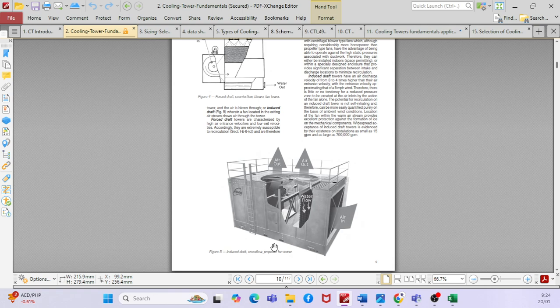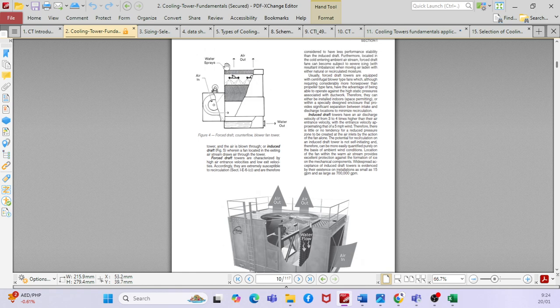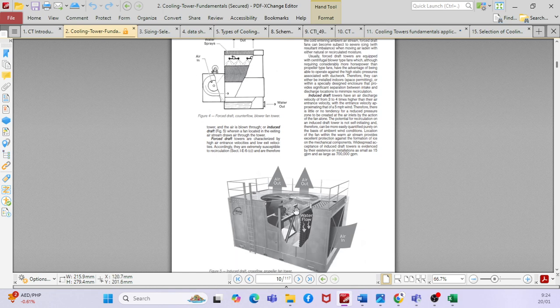But even in these two cases, the chilled water pipe will be coming from the top, right? Yeah, from the top, condenser water, everything. You can see the water spray here, and here also the water spray.